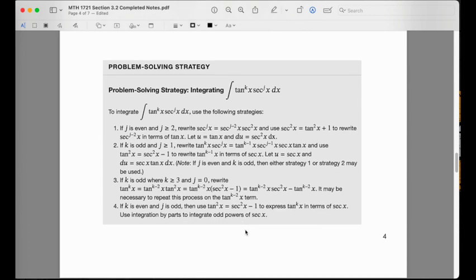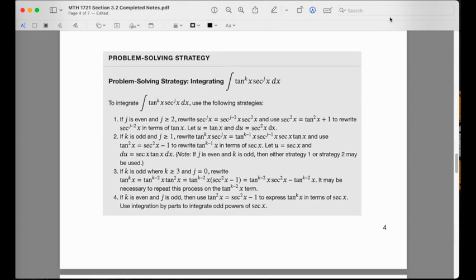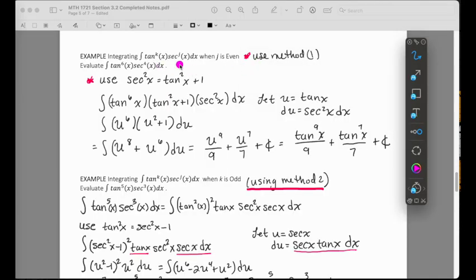So just like before, when we were doing products of sine and cosine, there's some strategies we can use. And they're identifying k and j as the powers of tangent and secant, respectively. So we're going to look at those powers to help us determine which method to use. In this example here, we have the integral of tangent to the 6th, secant to the 4th. So because both our k and our j are even, we're going to use method 1.